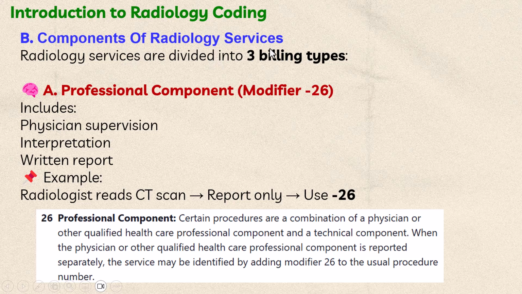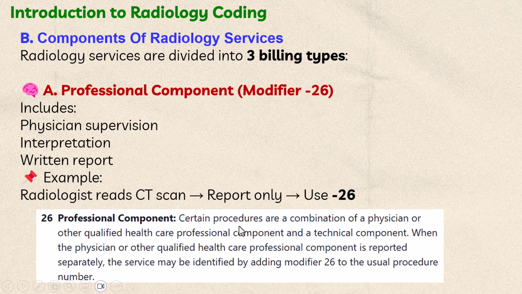The components of the radiology services: the radiology services are divided into three billing types. First one is professional component. This includes supervision, interpretation, and written report. For example, a radiologist reads a CT scan and writes the report only. For that you use the modifier 26. The modifier 26 is professional component.